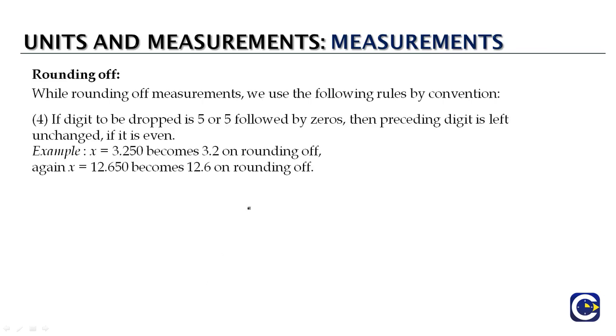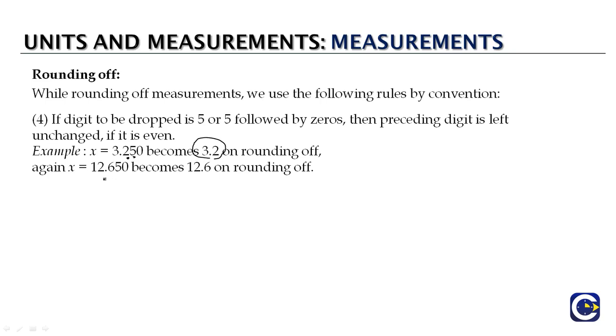Now if the digit to be dropped is 5 or 5 followed by zeros, then the rule is, if the preceding digit is even, then we will simply drop the 5 and no change will be done to the preceding digit. Which means if I am trying to round off 3.25 or 3.250, the preceding digit to the 5 is 2, which is even, so we will simply drop the 5 and no change will happen to the preceding digit.